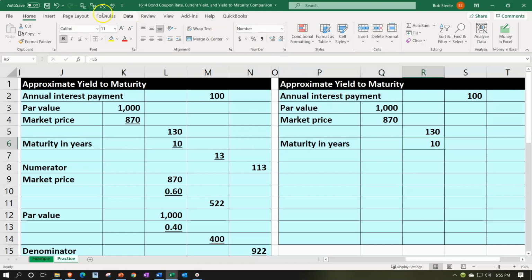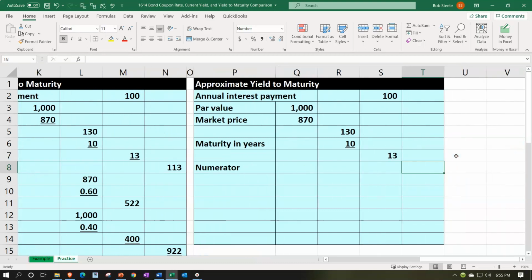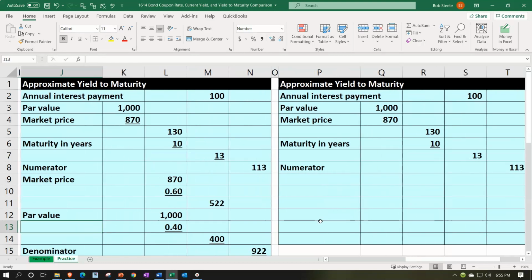Underlining that by going to the Home tab, Font Group, and Underline. And then we'll divide that out. This equals the 130 divided by 10 to give us then the numerator, the num, which is going to be equal to the 100 plus the 13. So then we have the new stuff happening here, which is the denom, which is going to be the market price plus the par value divided by 2.